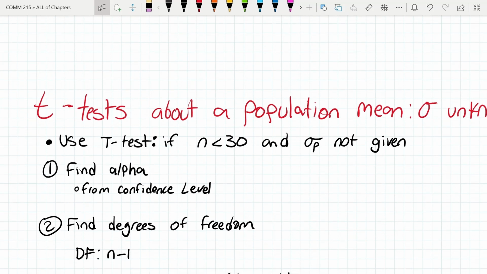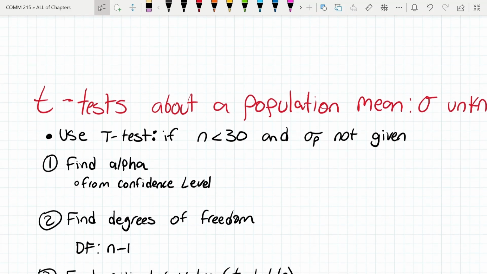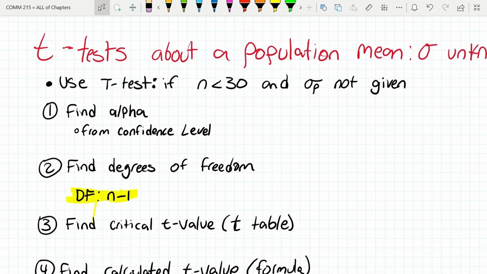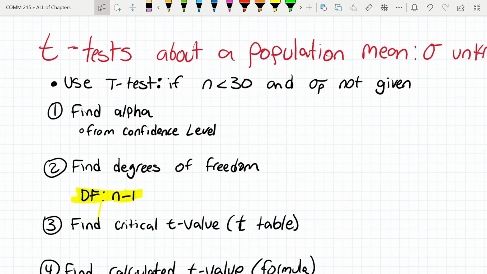So your alpha, and then from that you could find your degrees of freedom, and degrees of freedom is equal to n minus 1. Let me just highlight that for you guys. You guys can see degrees of freedom is n minus 1. So the third step is to find your critical t value, and that's by looking at your t table using both your alpha and degrees of freedom.